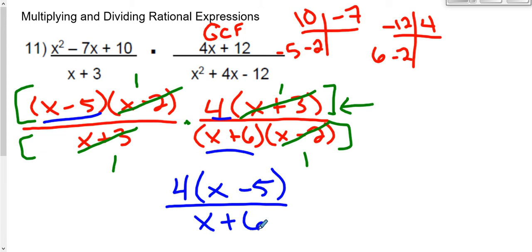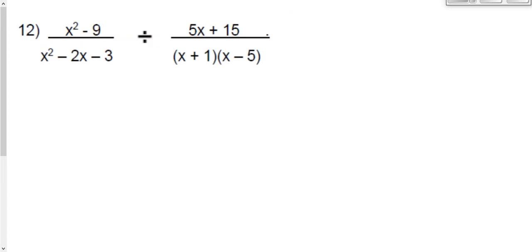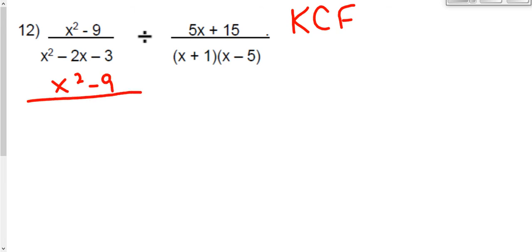Let's go ahead and take a look at my dividing problem, which is almost exactly the same. The only difference with division is before I start my simplifying and canceling process, I have to keep, change, flip. So we're going to keep the left side exactly the same. We're going to change our symbol from division to multiplication, and we will flip our second fraction upside down.